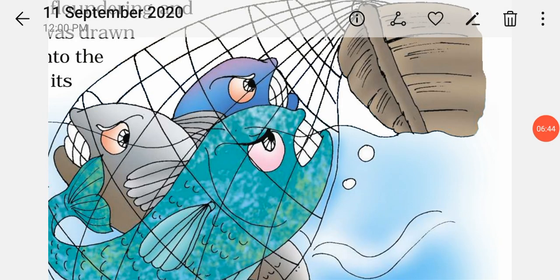See this picture, they look really scared, they are angry, they want to get out of this net. See this boat over here, it's going to take them out of the water into the sunshine, and they are all going to be dead.